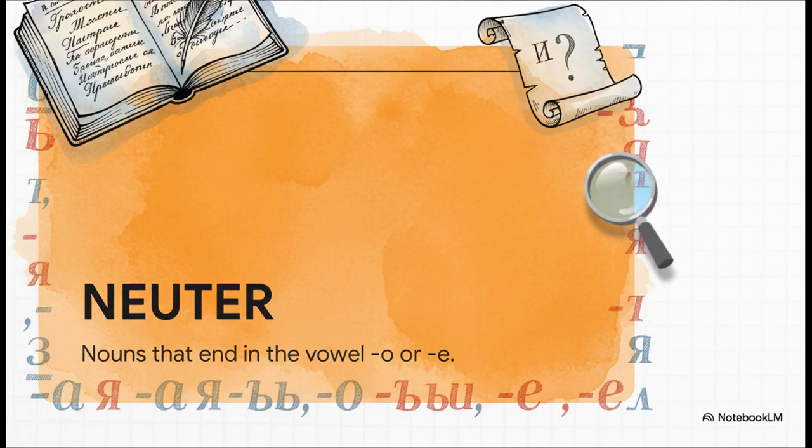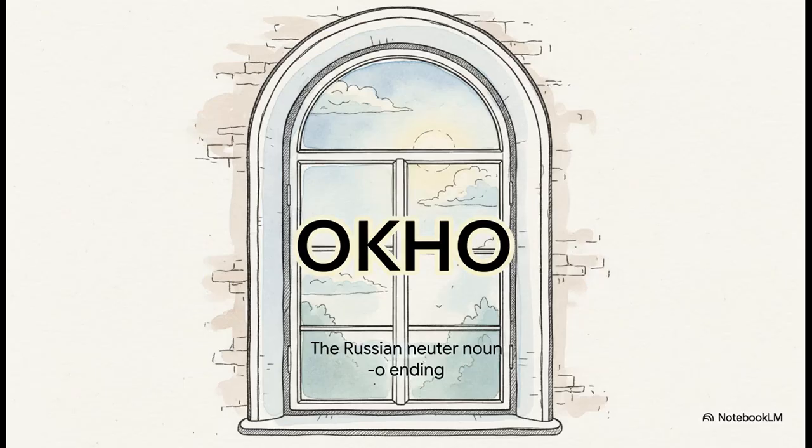And that brings us to our third and final main rule. And this one is for the neuter gender. For this one, the key endings to keep an eye out for are o or e. These two vowels are your sign that a noun is neuter. For instance, the word for window is "okno." That o right at the end, that's the classic giveaway. It has to be a neuter noun.